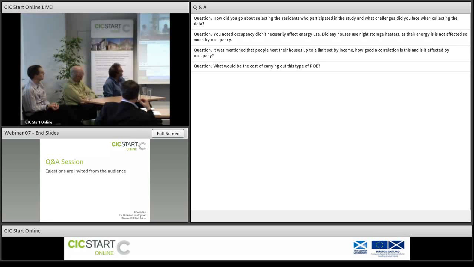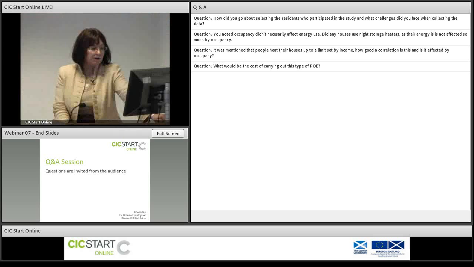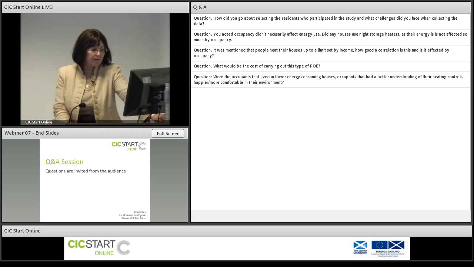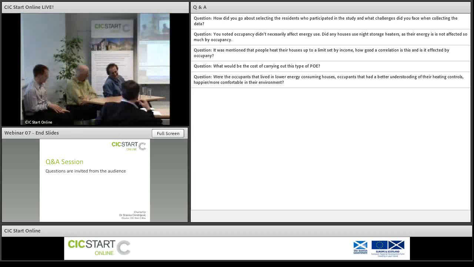Next question from Misha Jack. What would be the cost of carrying out this type of post-occupancy evaluation? Well, the obvious answer is it depends. It depends who's doing it. If you go back to the figure of 14 hours per house, that then depends on the number of houses. It depends on some other factors to do with distance and complexity and so on.